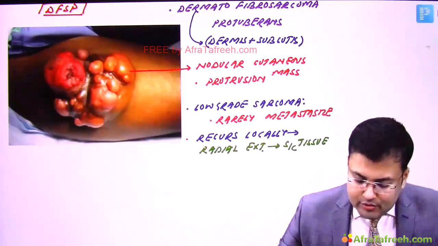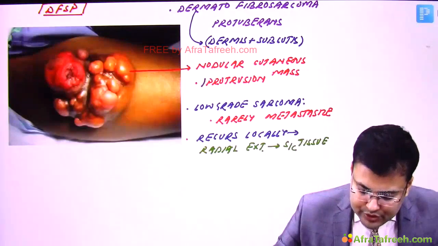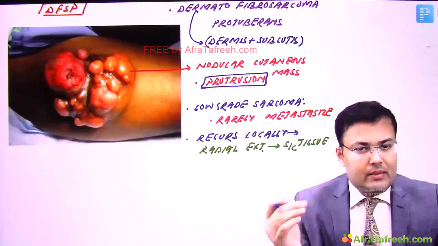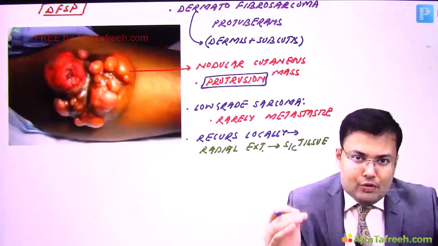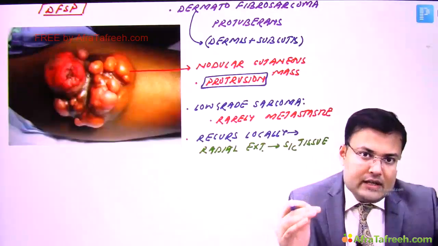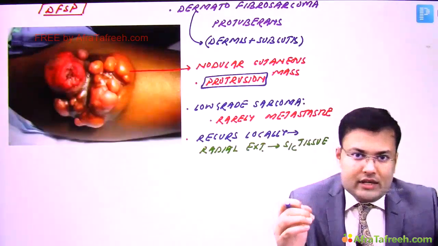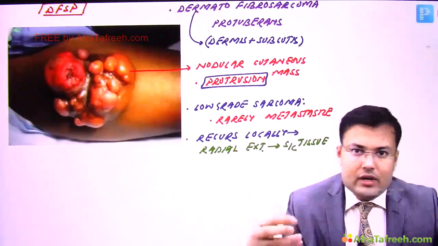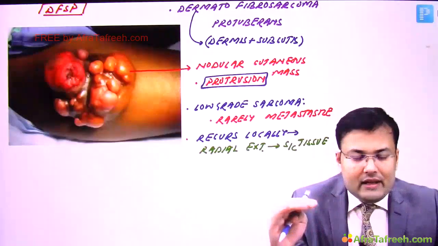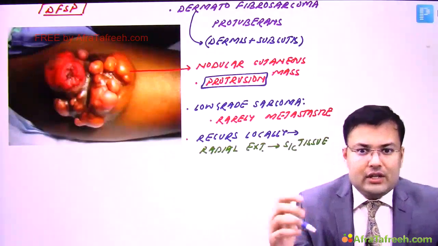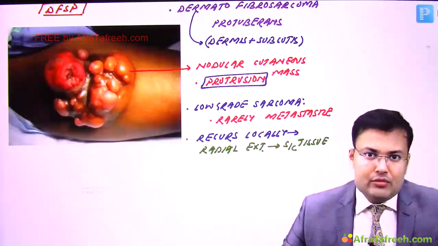Okay, and protuberance means there is protrusion. So we are going to discuss it again. Dermato, so it is going to involve dermis plus subcutis. Fibrosarcoma, so it's a type of low-grade sarcoma, rarely associated with metastasis, but it recurs locally because of the presence of radial extensions. And if you see the lesion, it is having protrusion, so that's why it is dermatofibrosarcoma protuberans.